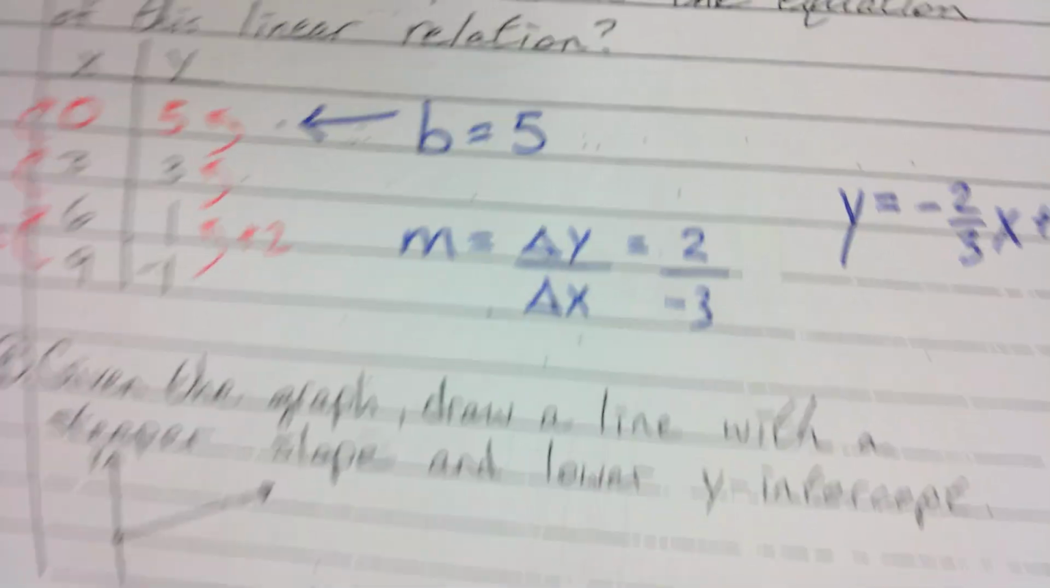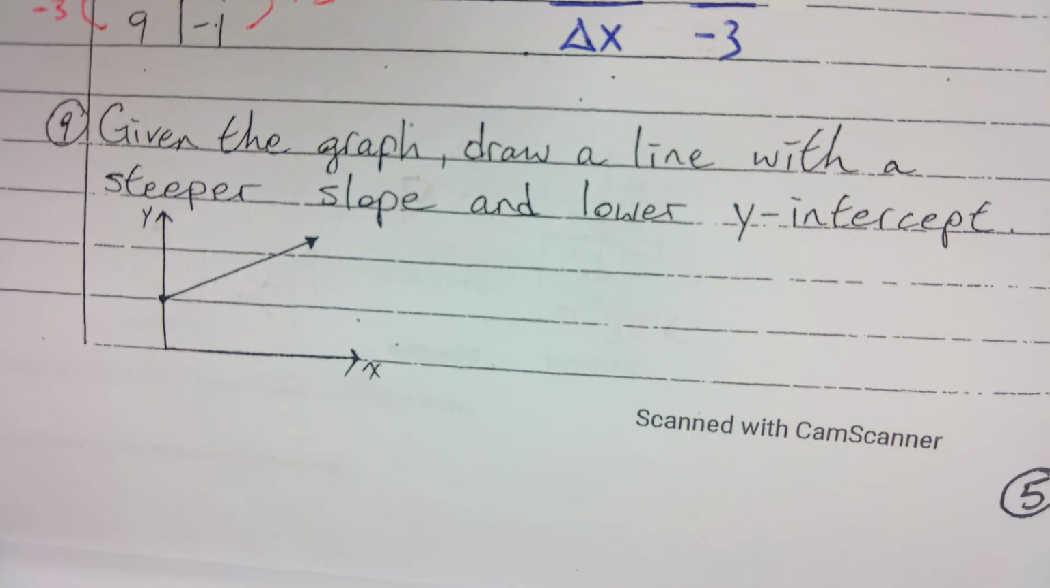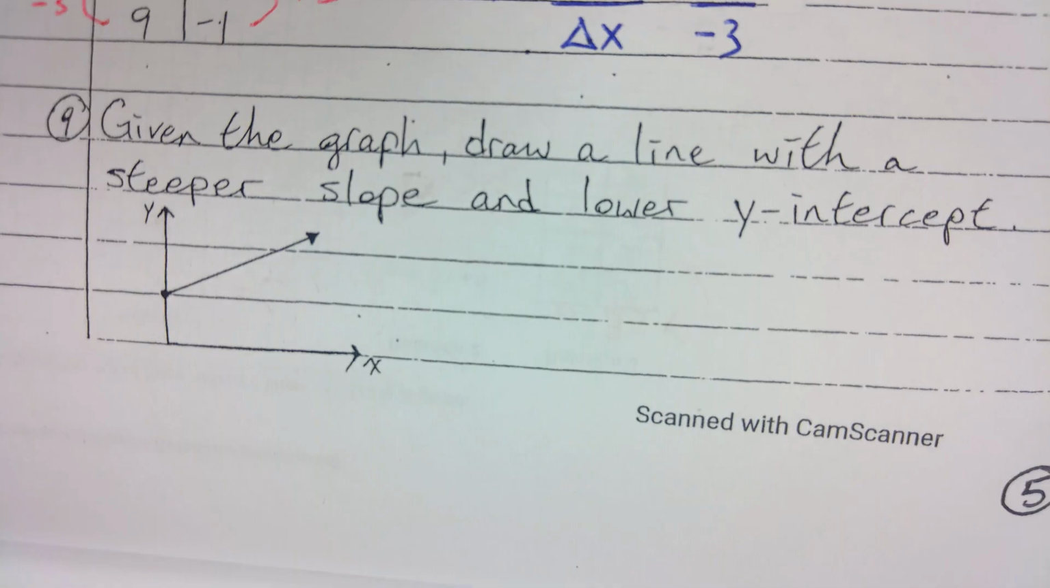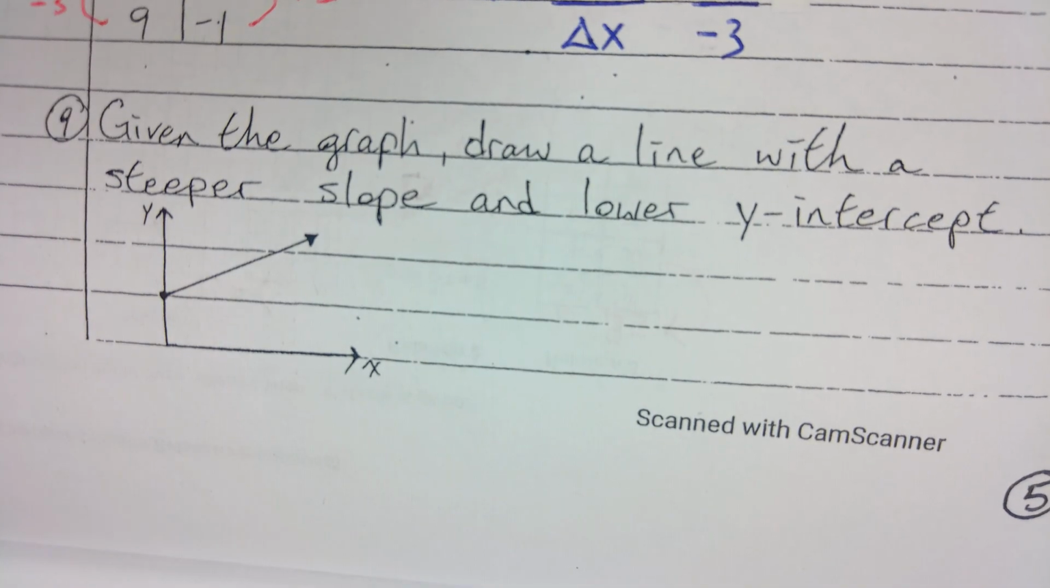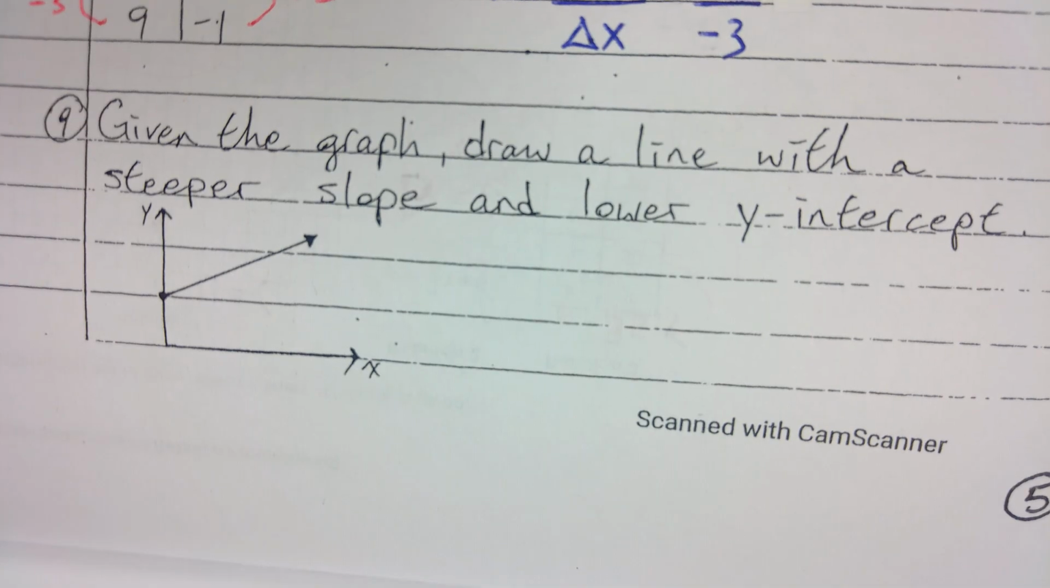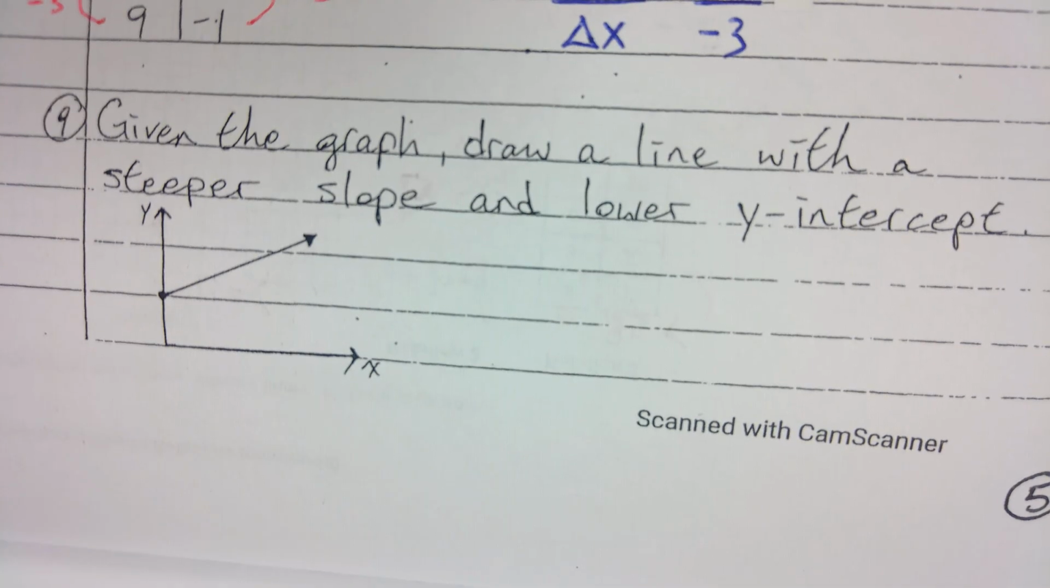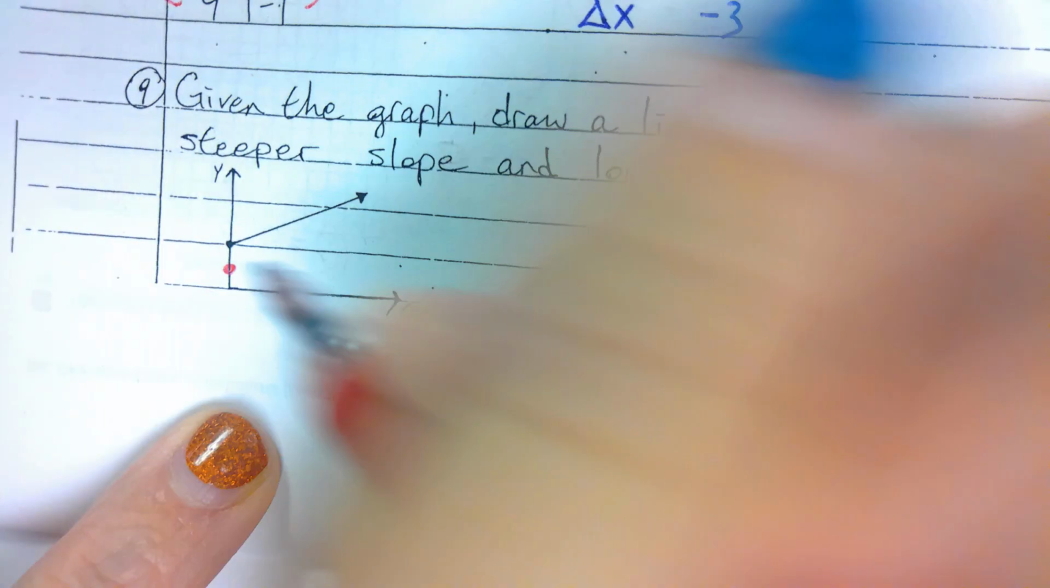Okay, back to number 9, the last question. Draw a line that is steeper. So steeper means? Catherine, steeper means what? The absolute value of the slope is greater than 1/3. Okay, but I have no number right here. So graphically, what should I do? More vertical, right? And it needs the lower y-intercept. So I'm going to start maybe right here. And then just draw a steeper line like this, and done.